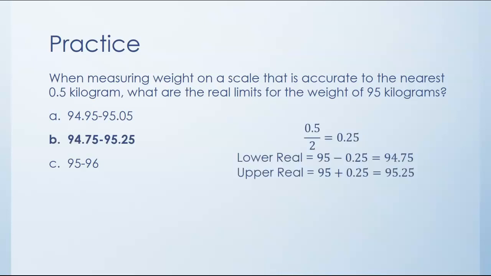So you should have gotten B, 94.75 to 95.25. The way we would have got that is our desired accuracy was 0.5, so we would divide that by 2, which would give us 0.25. So for the lower real limit, we're going to subtract 0.25 from the 95, which is where we got the 94.75. To get the upper real limit, we're going to add the 0.25 to the 95, which is where we got the 95.25.